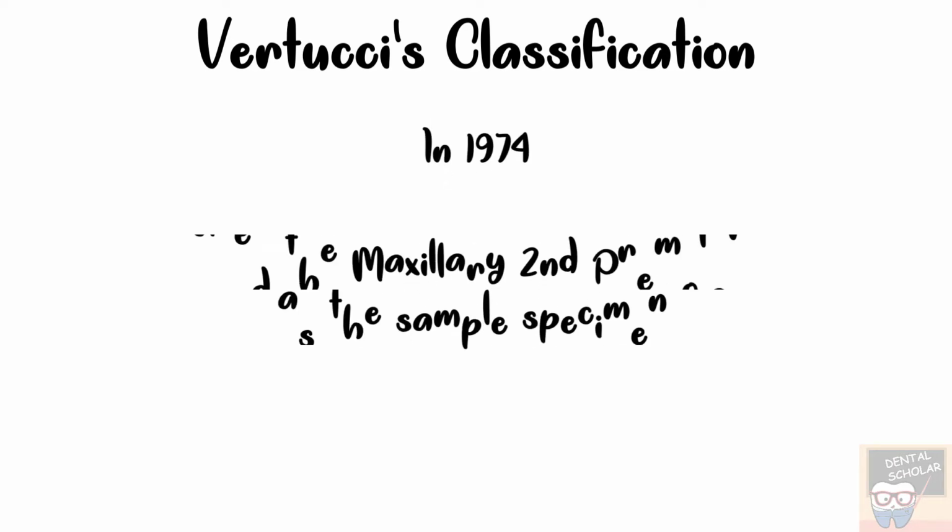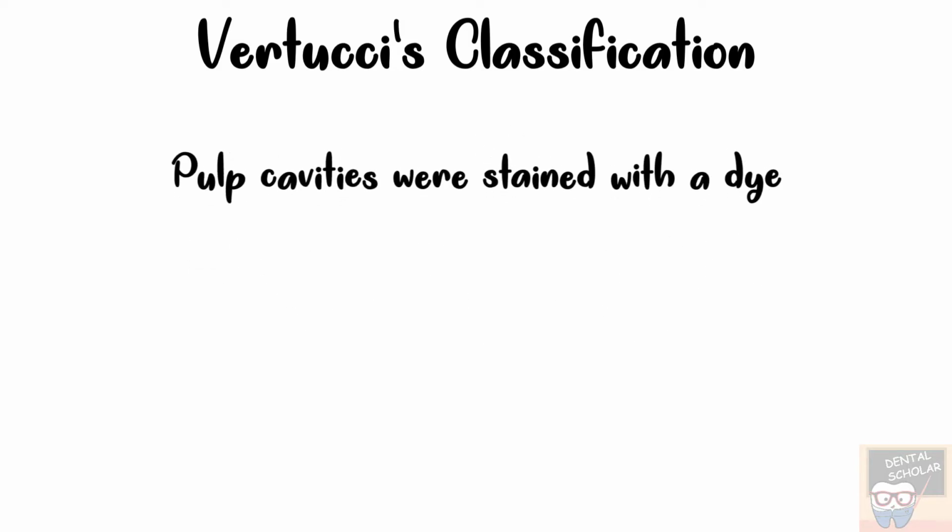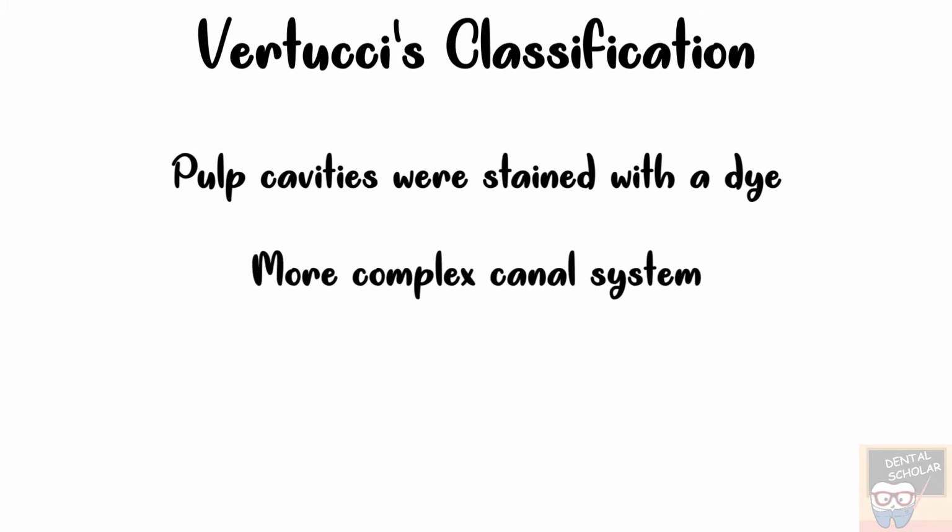Let's now go to the Vertucci's classification. It was proposed in 1974. Maxillary second premolar was used as the sample specimen while devising this classification. The roots were sectioned and the pulp cavities were stained using a dye, which revealed a canal anatomy that was much more complex than that was described by Wien. So in this classification, root canal morphology was classified into 8 types.